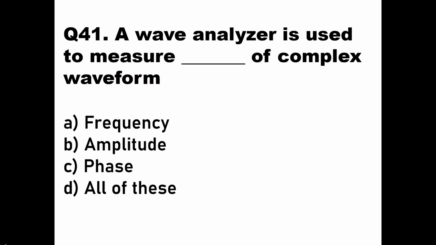Question number 41. A wave analyzer is used to measure dash of complex waveform. A wave analyzer is basically a voltmeter. It is a frequency selective voltmeter. A voltmeter measures amplitude, so option B will be the right answer, amplitude. A wave analyzer is used to measure amplitude of a complex waveform, because it is basically a voltmeter. So amplitude is the answer here.